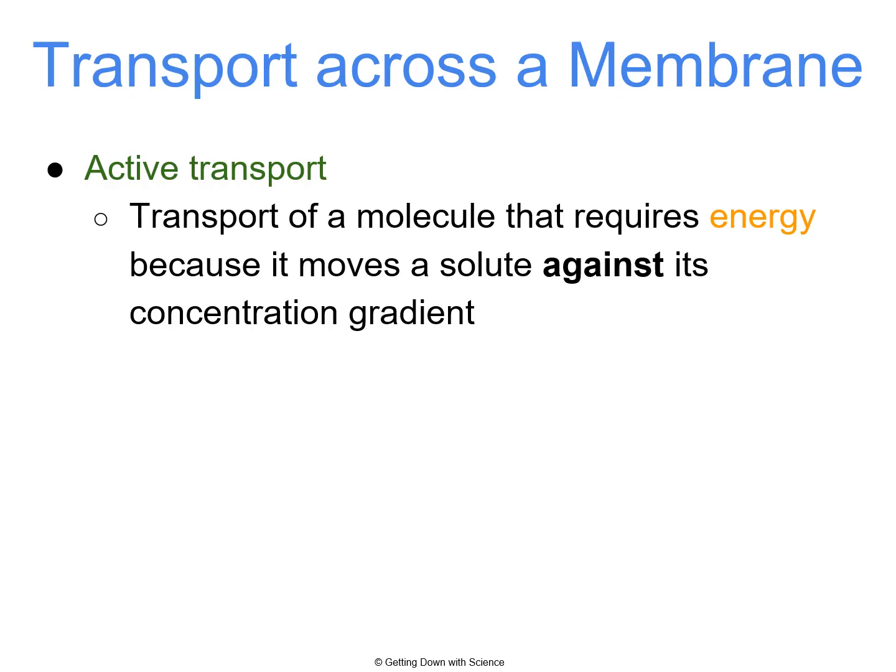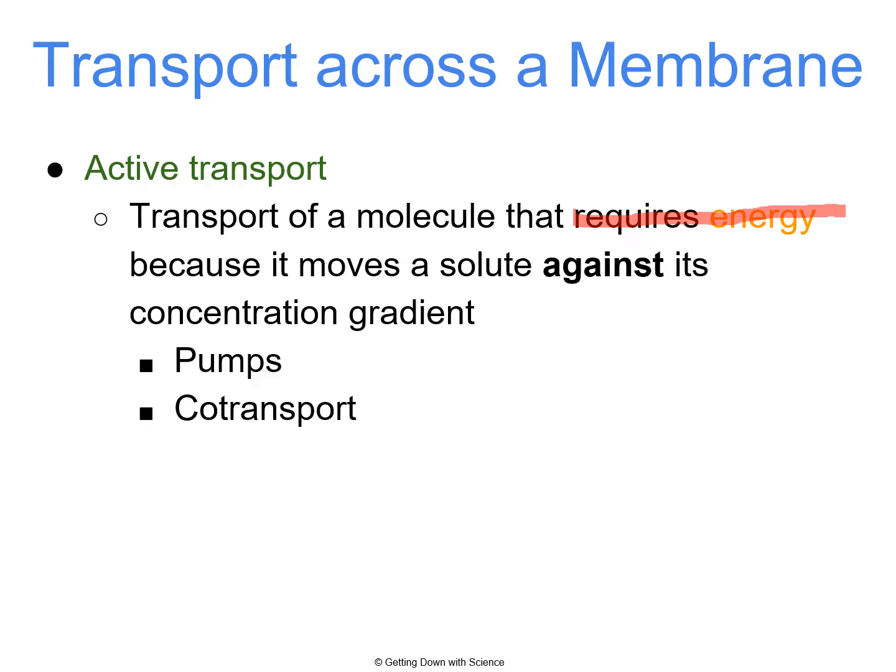A key thing with active transport is that this process requires energy. Energy is needed in order for substances to be transported actively. And because energy is given to this process, substances can pretty much move against the concentration gradient. They don't have to go from high to low. They can actually go from low to high once there's energy provided.